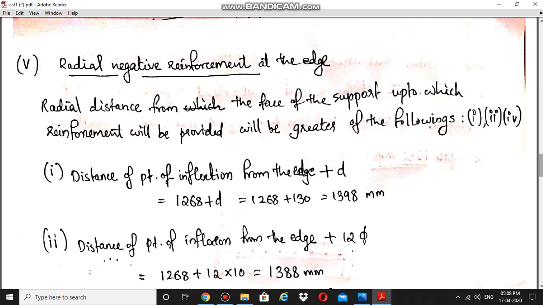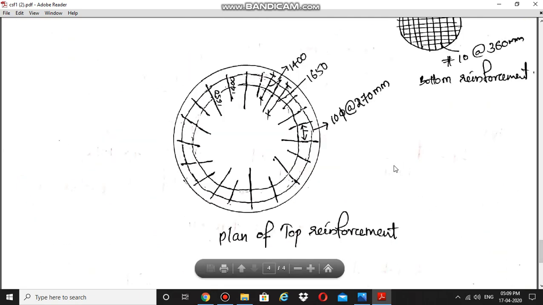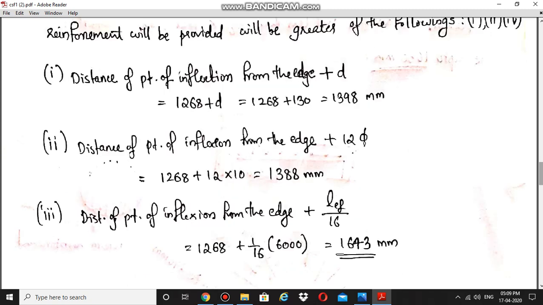From these three conditions, the first condition is the distance of the point of inflection from the edge plus D. So we are providing radial reinforcement. Now we have to know at what distance from the edge this radial reinforcement is to be provided in order to overcome the negative radial moment at the edges. We have to know the distance.